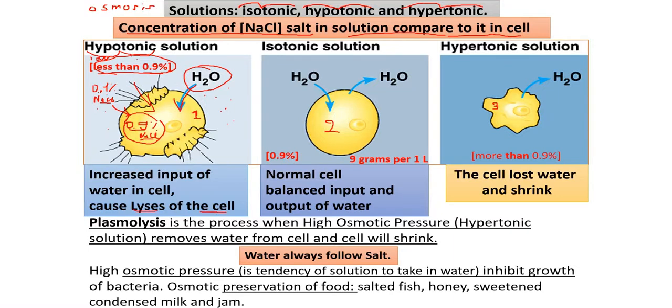If we put cell number 2 inside of a different solution, it's called isotonic solution. Iso means the same. So it means the concentration of the salt inside of the cell will be the same as the concentration of the salt outside of the cell. So this means this solution is isotonic. It's the same as the concentration of the salt inside of the cell.